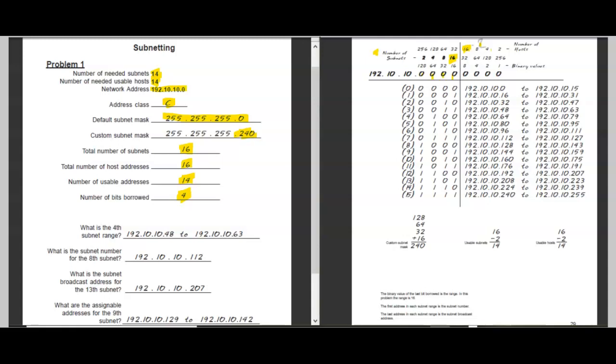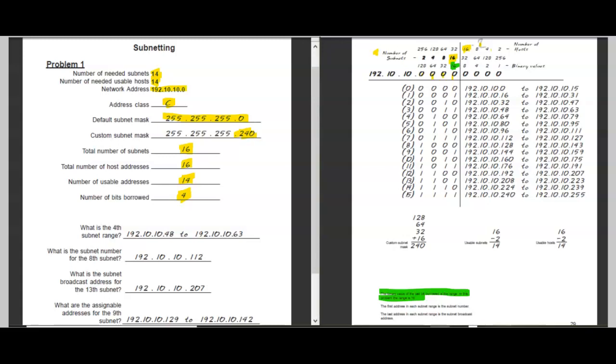The very first thing you need to know is that the binary value of the last bit borrowed is what you count by. What does that mean, count by? This is the binary value of the last bit that I borrowed from the host portion. It's a 16. So when I create my network ranges, my address ranges, I'm counting by 16s.